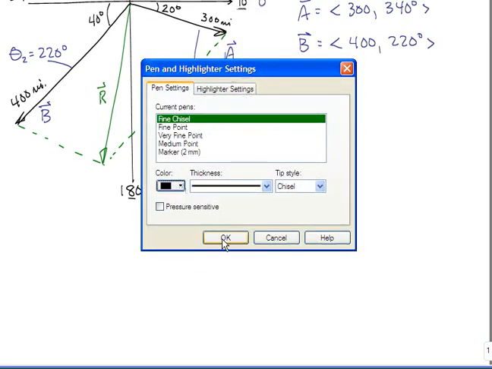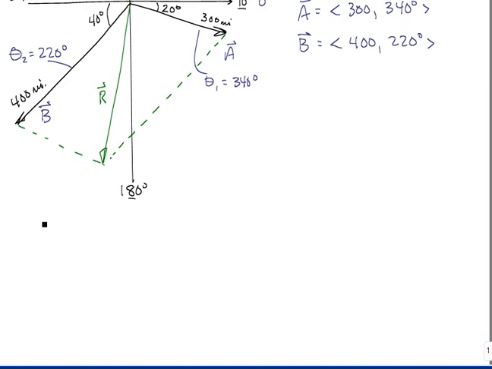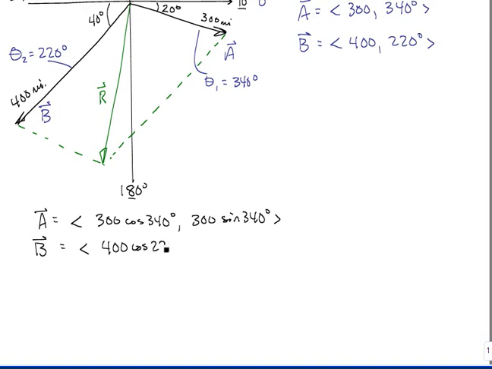So I just set up my vectors over here, and the x component for vector A, 300 cosine of 340 degrees, and the y component 300 sine of 340 degrees. And then vector B is 400 cosine of its angle, 220, and 400 sine of its angle, also 220.